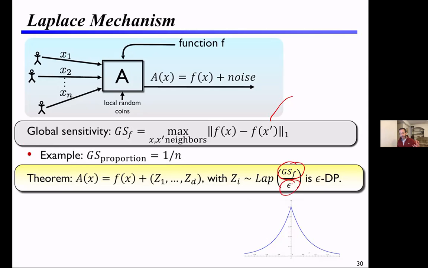So the more sensitive the function is, the more noise we have to add. And the stronger a privacy guarantee we want, which means epsilon is going down, the more noise we have to add.